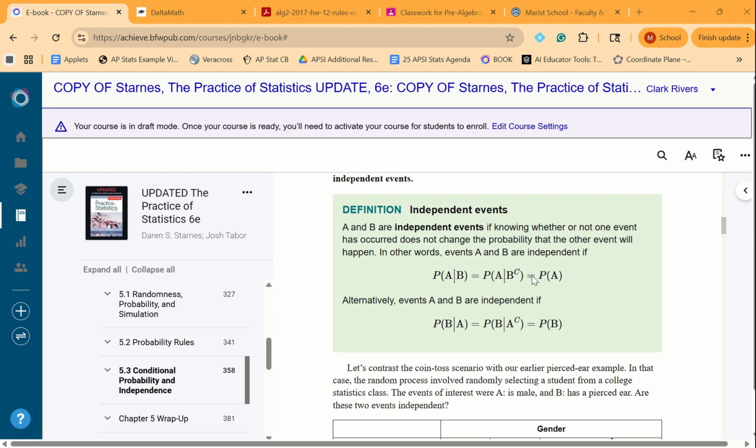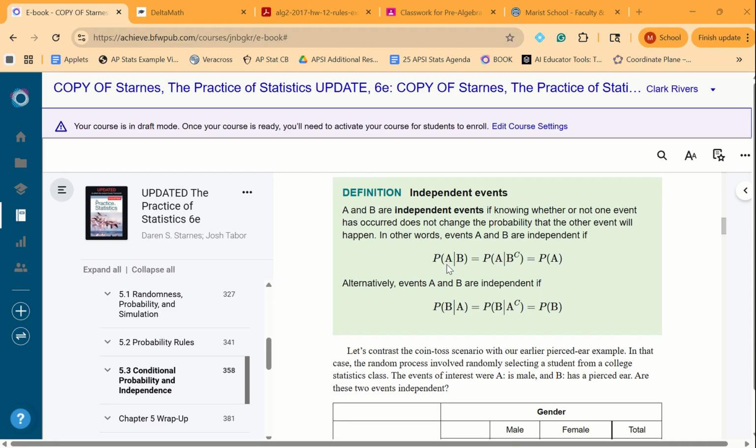In other words, events A and B are independent if, and we'll talk about this in a second. But if you flip a coin and you get heads, you pick up the coin to flip it again. The probability of flipping heads is the same thing. So whether or not one event has occurred does not change the probability that the other event will happen. One roll of a die has no impact on the next roll of a die.